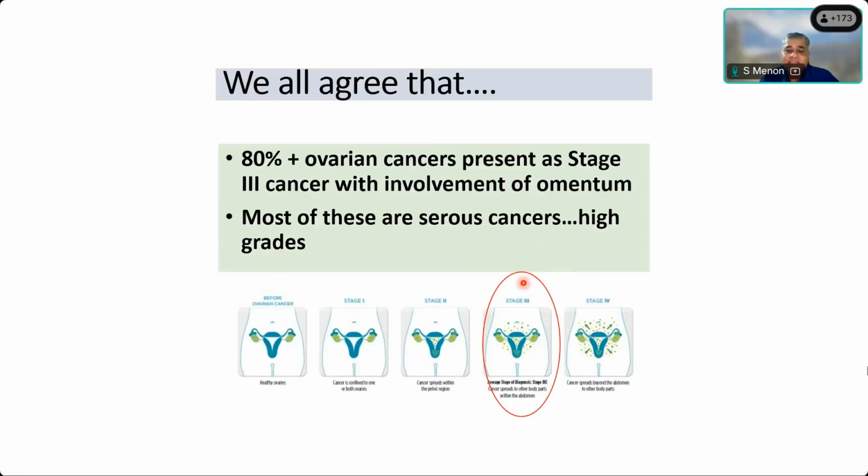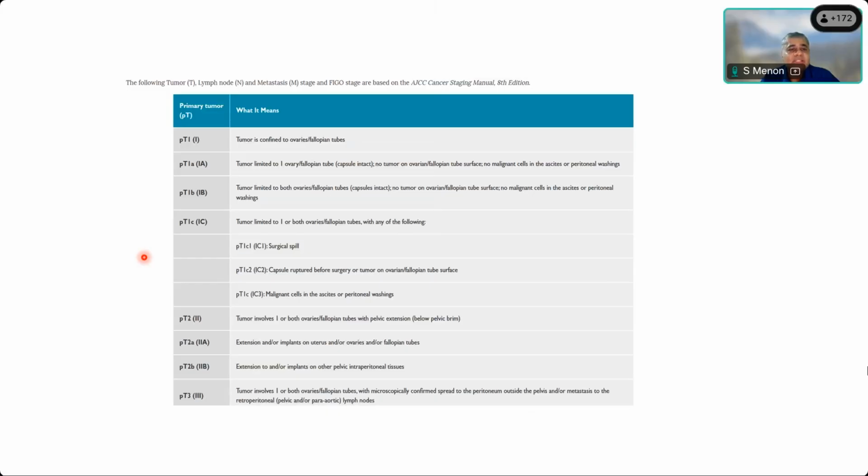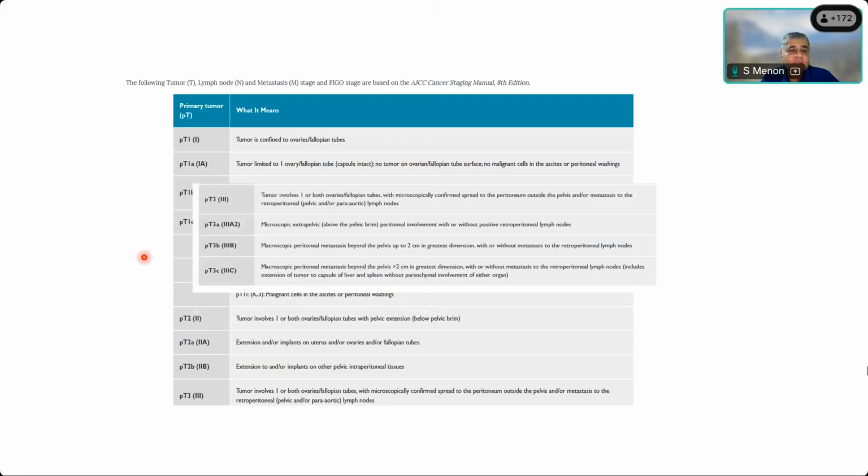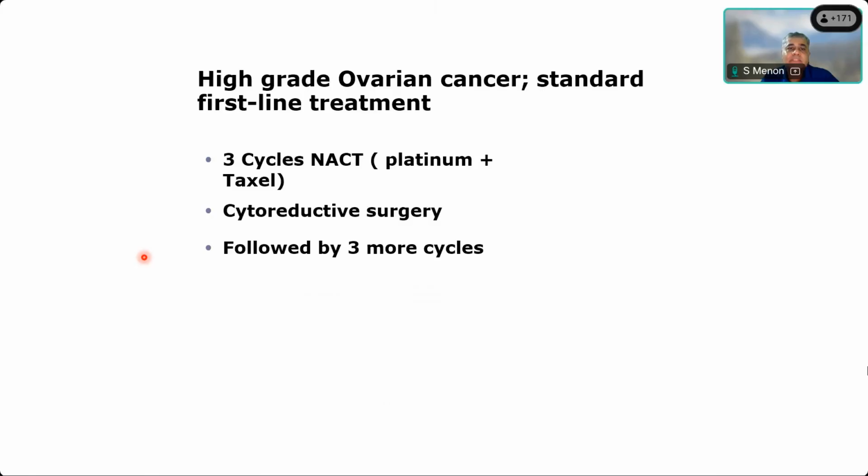So this is stage 3 cancer when the tumor involves the omentum. So unfortunately, by the time most serous cancers present, they are already in a non-curative stage. I'll not go into the staging. You can always refer to the staging manuals. But I want to tell you that T3 is the most common stage when we find these ovarian cancers.